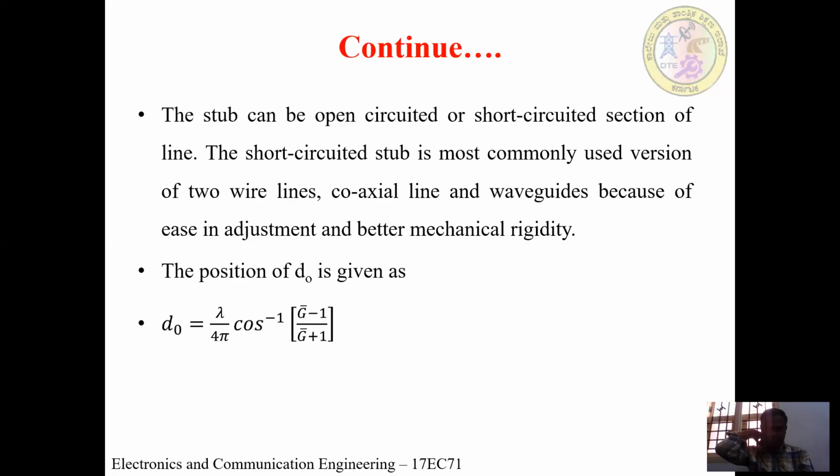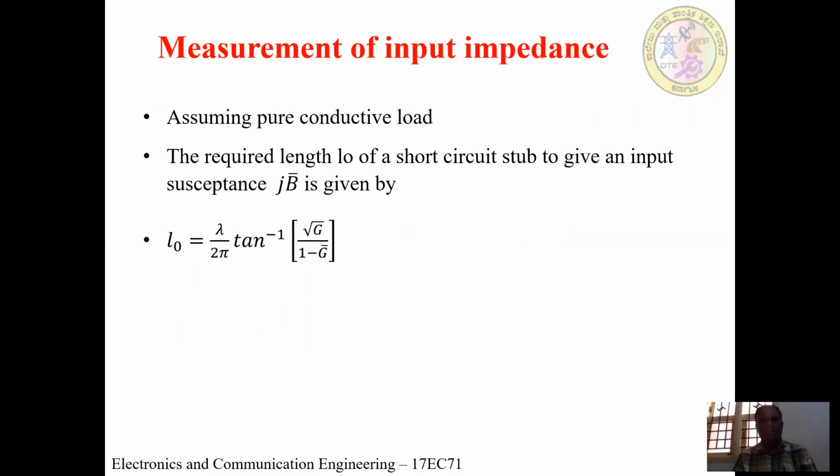Now, the position of D naught is very important. D naught is the distance from the load to the point where we are going to connect a stub. It is given by D naught equal to lambda divided by 4 pi, cos inverse of (G bar minus 1) divided by (G bar plus 1), assuming a pure conductive load.